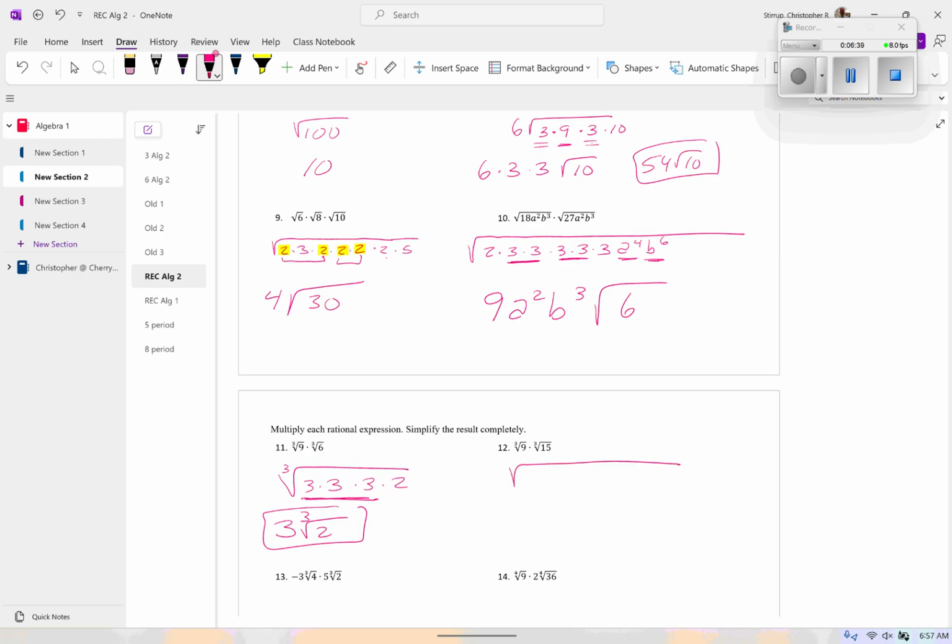This one, I'm going to do the same way. 9 is 3 times 3. 15 is 3 times 5. Looking for 3 of a kind. So third root of that is going to give me 3, so I have 3 third root of 5.